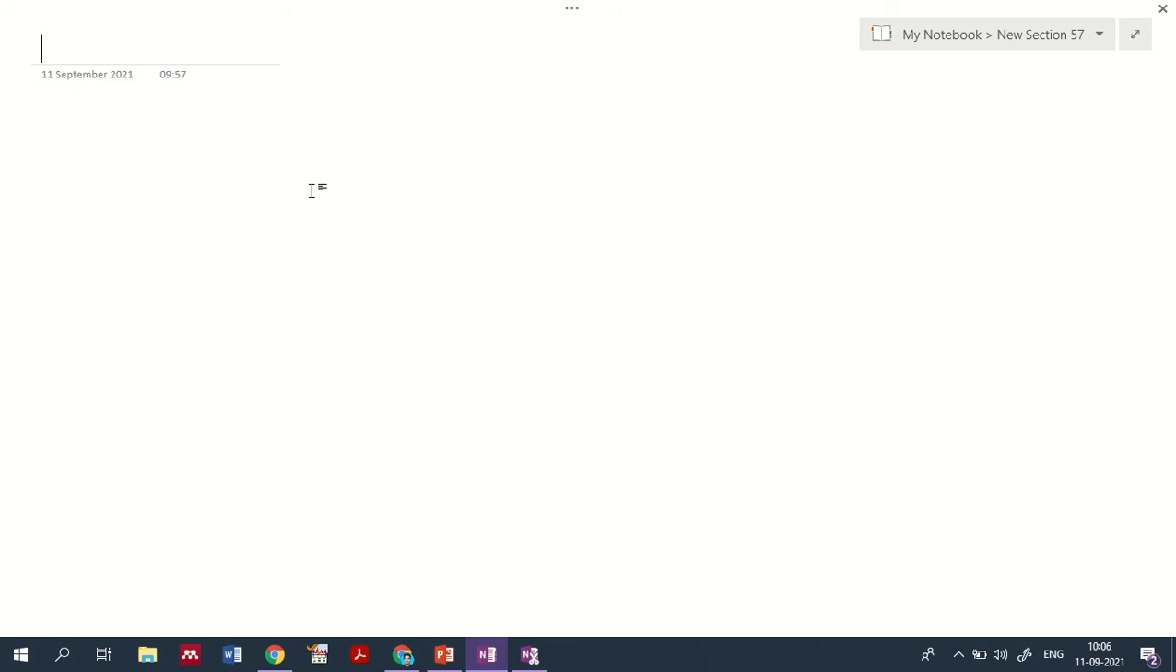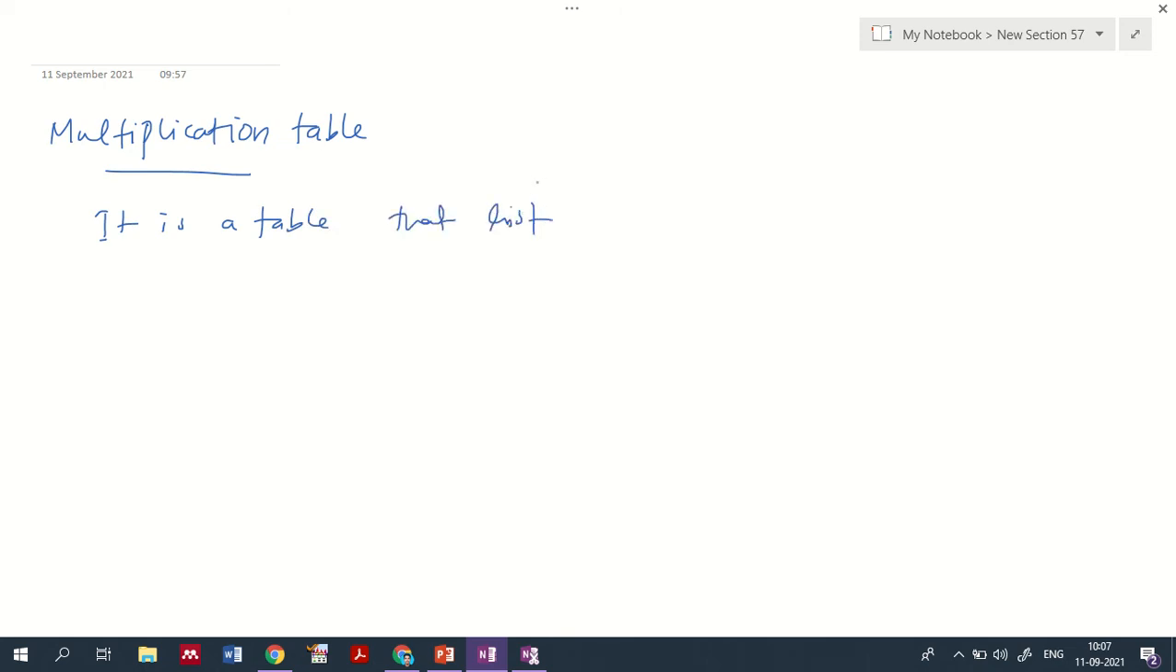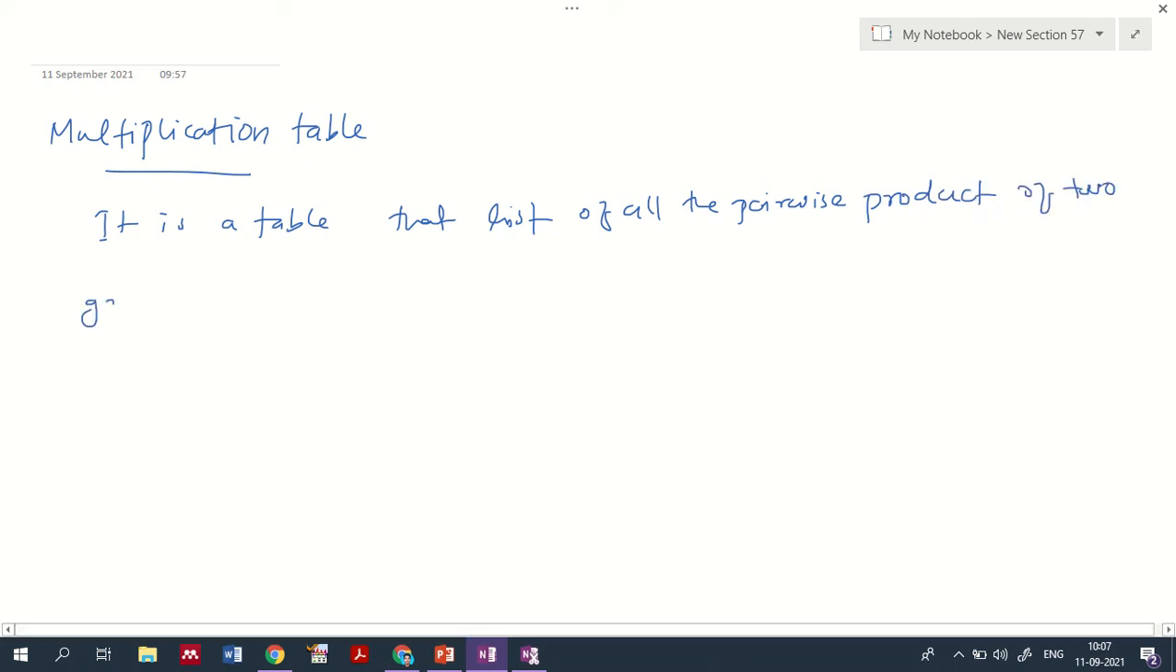Maybe you have done such tables in your very basic mathematics sessions. So we will just understand what a multiplication table is. A multiplication table is a table that lists all possible pairwise products of two group elements.